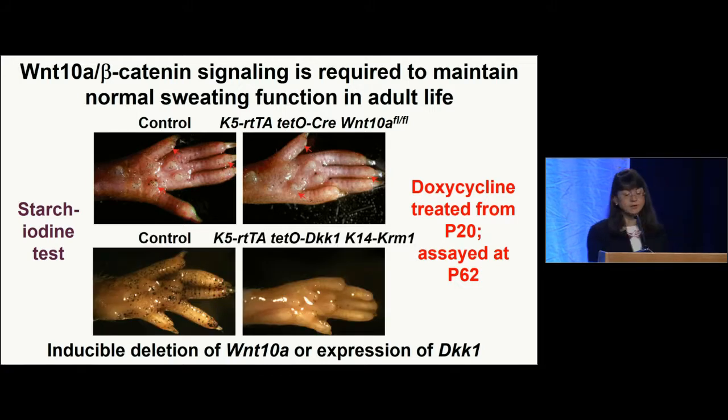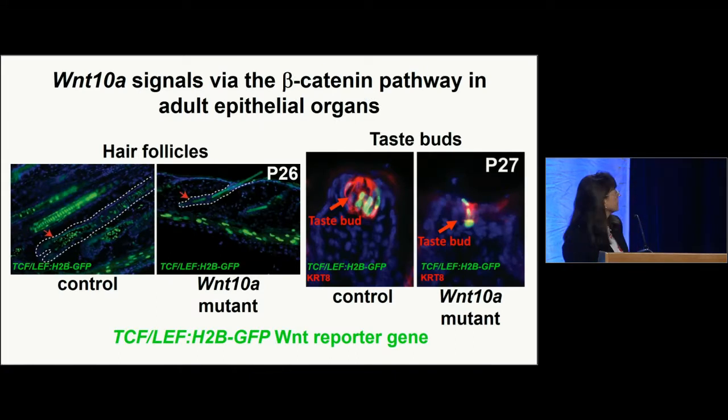We similarly found that forced expression of the DKK1 Wnt beta-catenin inhibitor also prevents sweating, suggesting that Wnt10A might be signaling through the beta-catenin pathway. To test this directly, we crossed the Wnt10A mutant mice to mice expressing a Wnt reporter gene that results in GFP expression. You can see that unlike in control hair follicles, Wnt signaling is much reduced in mutant hair follicles and also in taste buds and other organs that are defective in the mice and the human patients.